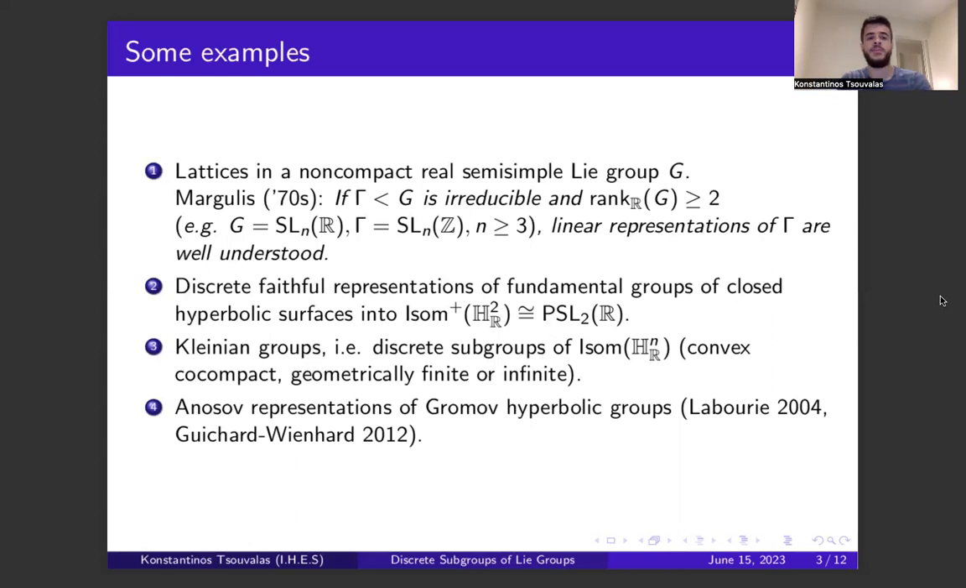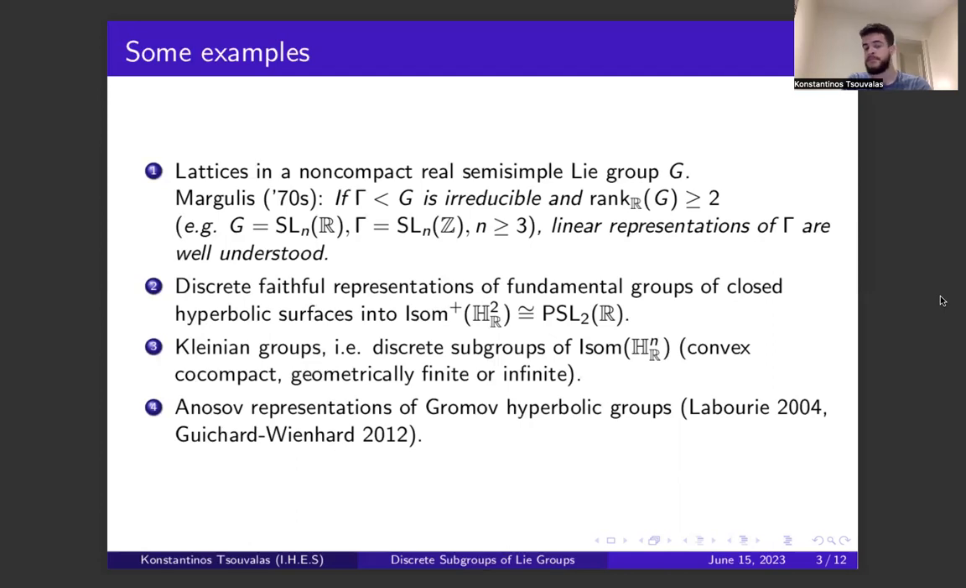And in the exact opposite direction, we have fundamental groups of closed hyperbolic surfaces. So if you put a hyperbolic structure on a closed hyperbolic surface of genus g at least 2, then you obtain a representation of the fundamental group of the underlying surface into the isometry group of the universal cover, which in that case is the two-dimensional real hyperbolic space. And in general, surface groups have lots of interesting discrete faithful representations.